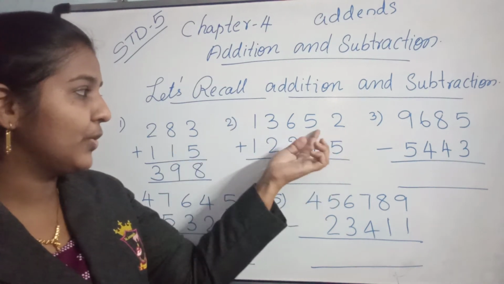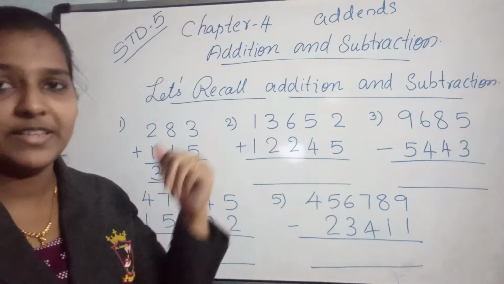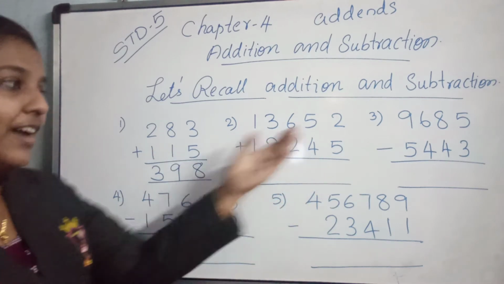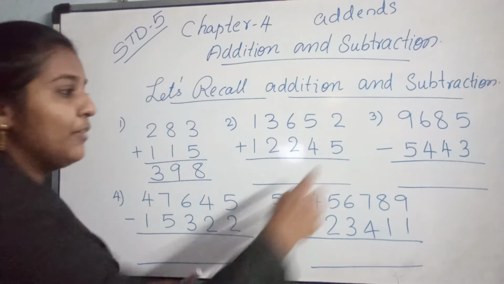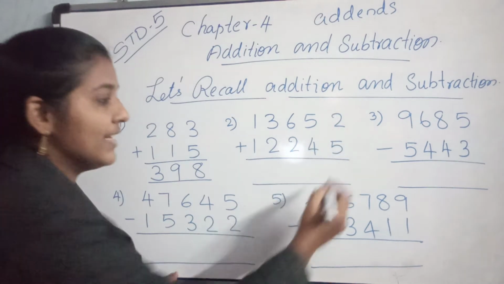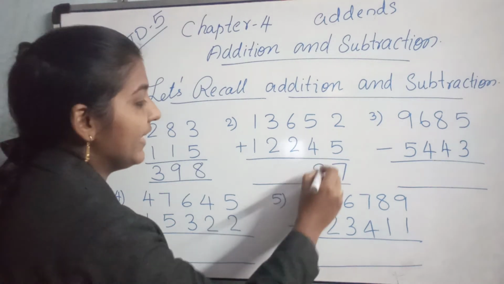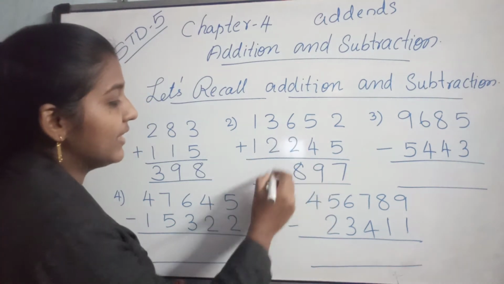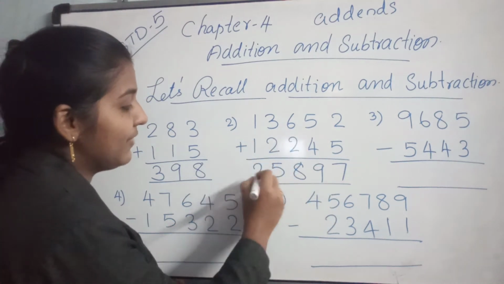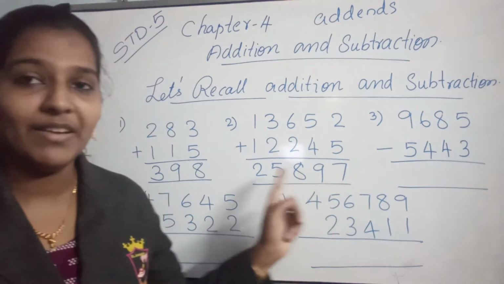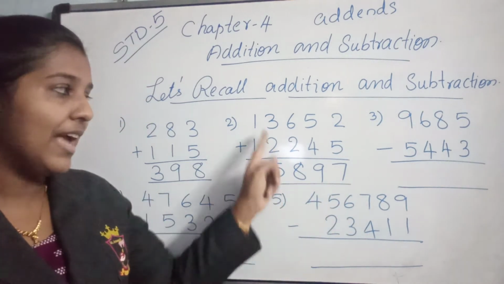Here it has 1, 2, 3, 4, 5. It's a 5-digit number, and both are 5-digit numbers. So let's start from the ones place. 5 plus 2 is 7. Then 5 plus 4 is 9. 6 plus 2 is 8. 3 plus 2 is 5. 1 plus 1 is 2. So 25,897 is the sum of these addends.